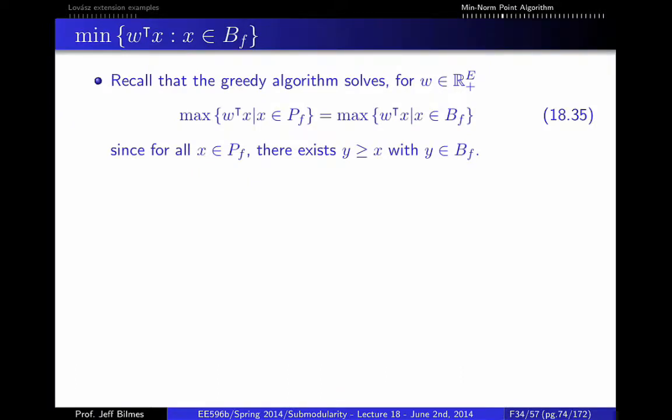Okay, so the other thing I want to mention is, again, minimizing. We're going to need to minimize over a point in the base. We've been talking about maximizing over points in the base, but does minimizing w transpose x such that x is in the base polytope cause us any problems? Since so far we've talked about maximizing w transpose x such that x is in the base. So the greedy algorithm we saw solves the maximum problem, right?